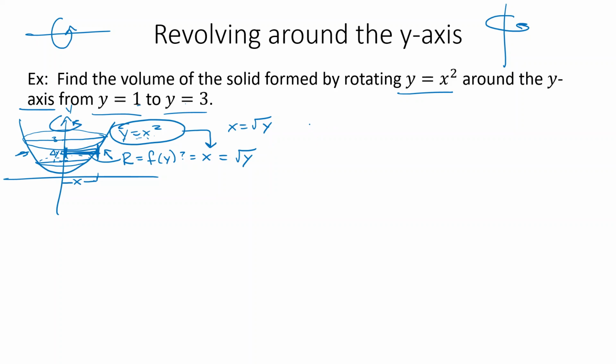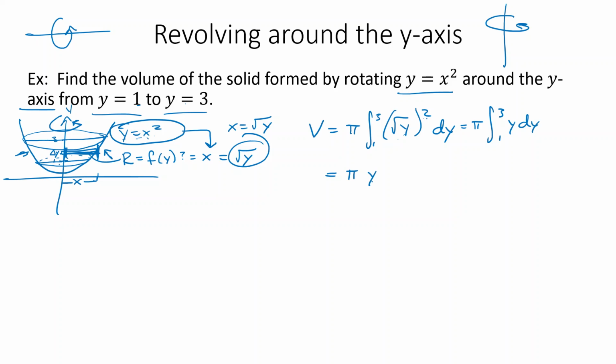So now we can say our volume must be pi times the integral from 1 to 3 of our radius, which is the square root of y, squared, dy. If we square that out, we get pi times the integral from 1 to 3 of y dy. If we integrate that, we get pi times y squared over 2 from 1 to 3. So we get pi times 9/2 minus 1/2, which is 8/2, or 4. So we get 4 pi.